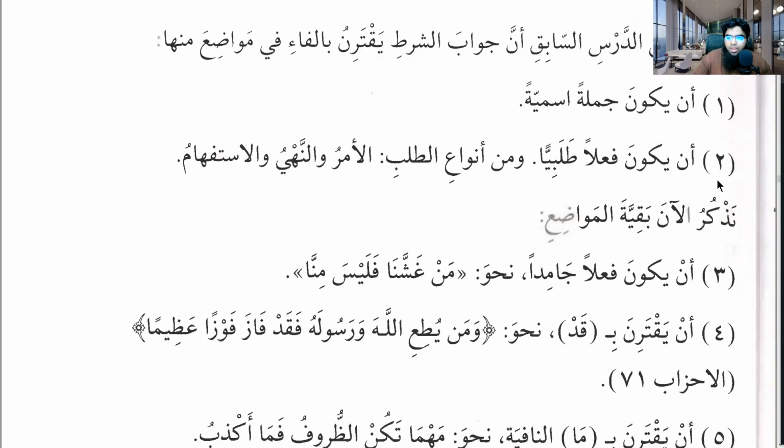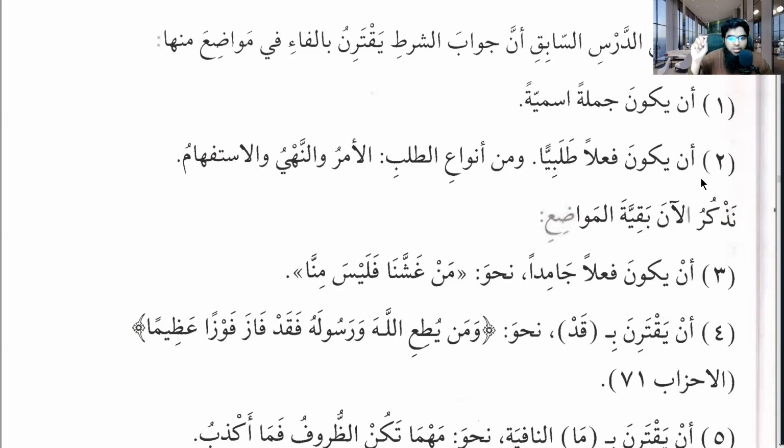Jumla Ismiya. Next, we learned in the previous an yakuna fi'lan talabiyan. If it is a talabi sentence, and what is talabi? Amr, nahi, istifham. Right? When you command someone, your talab means request. Right? Request statement, request or command statement. If you're commanding someone, if you're prohibiting someone, don't do this, don't do that. Or if you're asking a question, it's called a talabi, jumla talabiya.